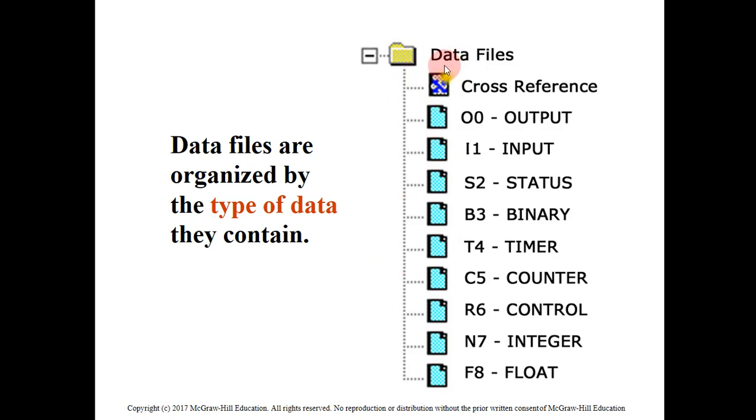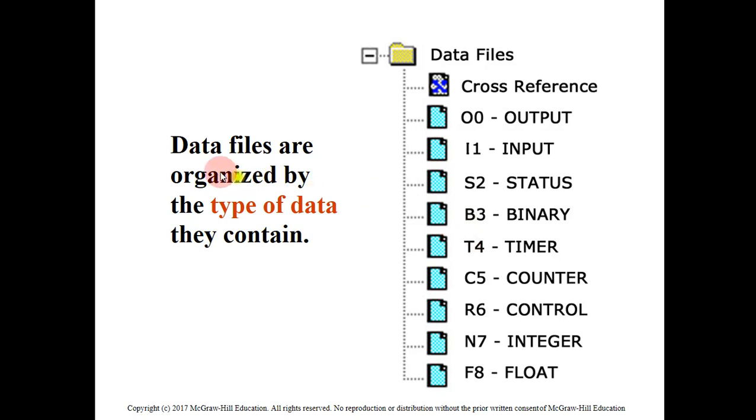This is the list of the data files that you are going to see in the simulator if you already installed it. On the left, you will see data files, and there are some cross references for indexing of the different data files. And we have output, input, status, binary, timer, counter, and so on. Each one, if you click, you are going to go to some files, and inside this file there is a list of bits. For each input or each output there are some values. For each instruction, there are some values.